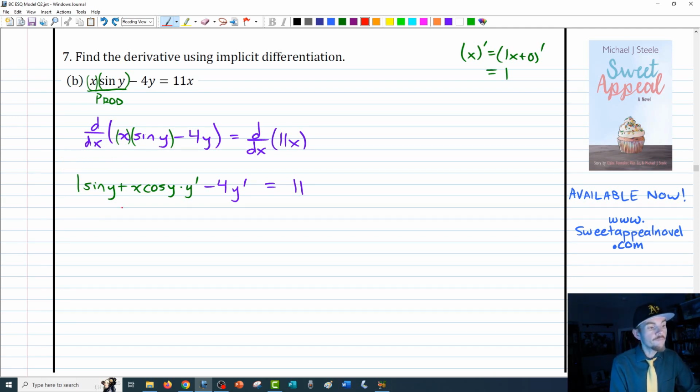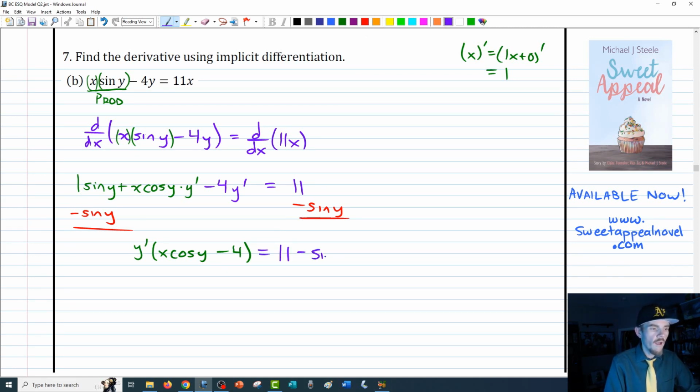We're good to go. Now, having said that, I do got to get the y primes alone, so I'm going to subtract that 1 sine of y from both sides. Once I do, over on the left side, I can GCF out a y prime. We'll have x cosine of y minus 4. And on the right side, we're going to have 11 minus sine of y. And from here, just as we did before, we can divide both sides by whatever the other factor is. I'll divide by this one.